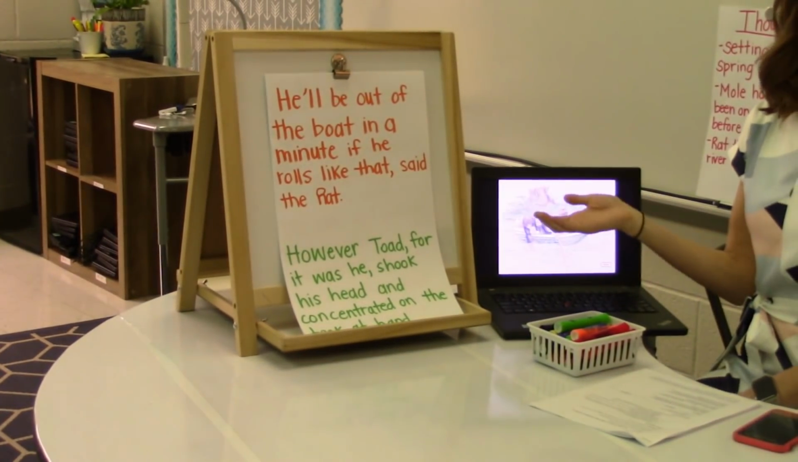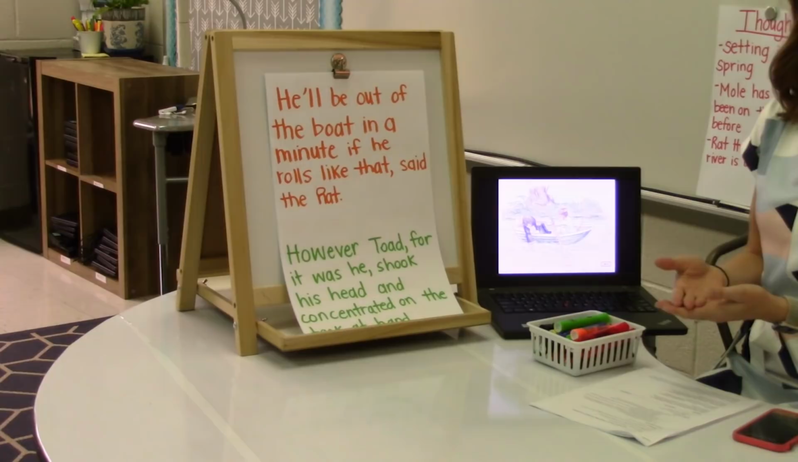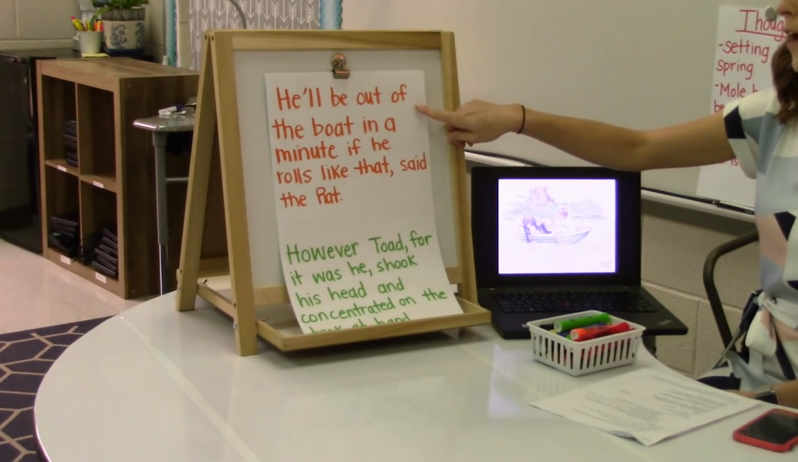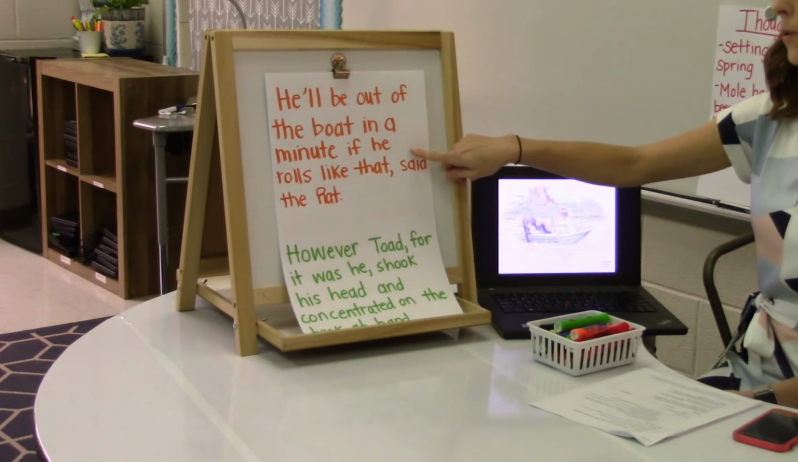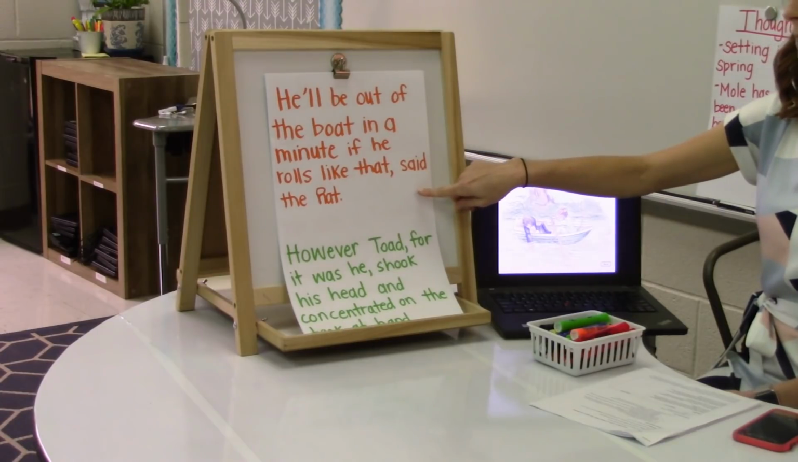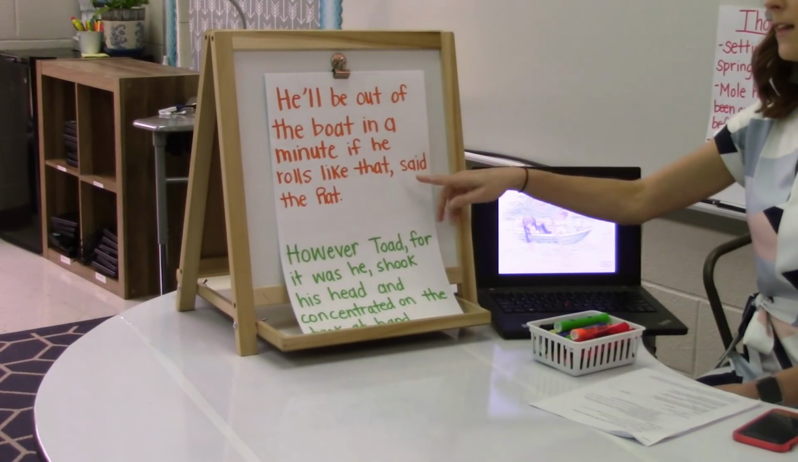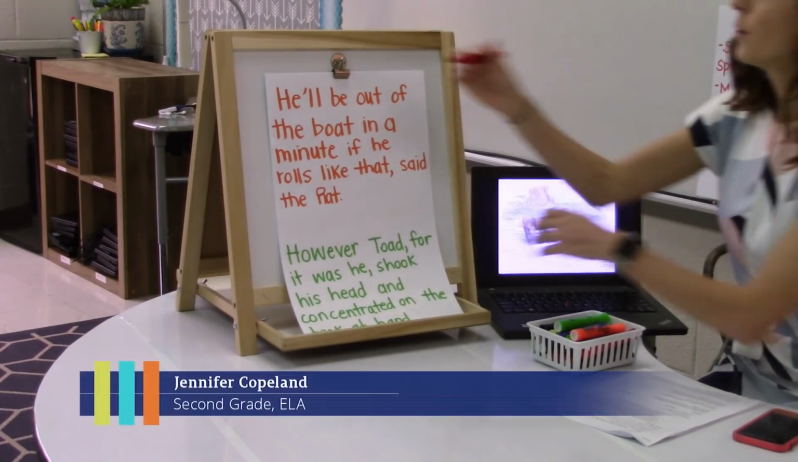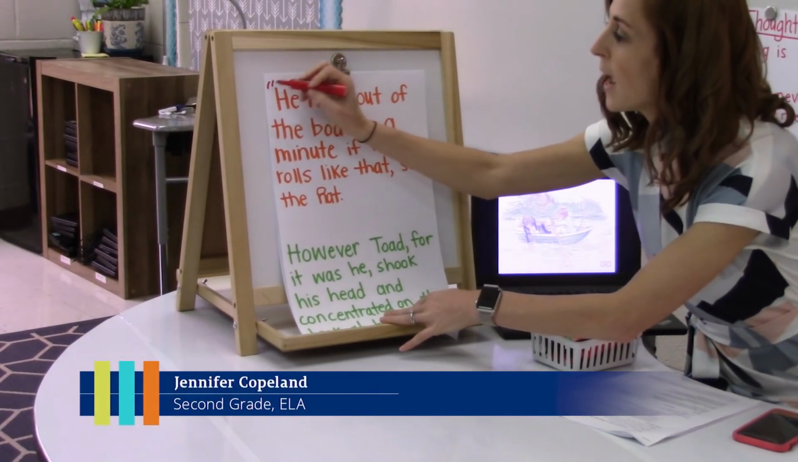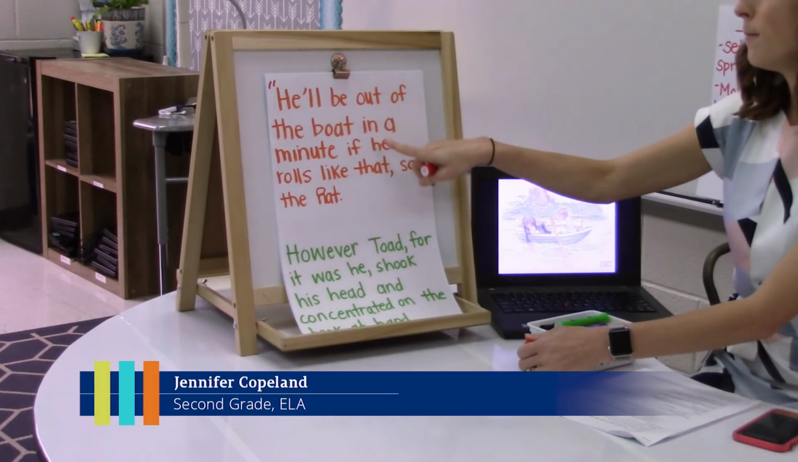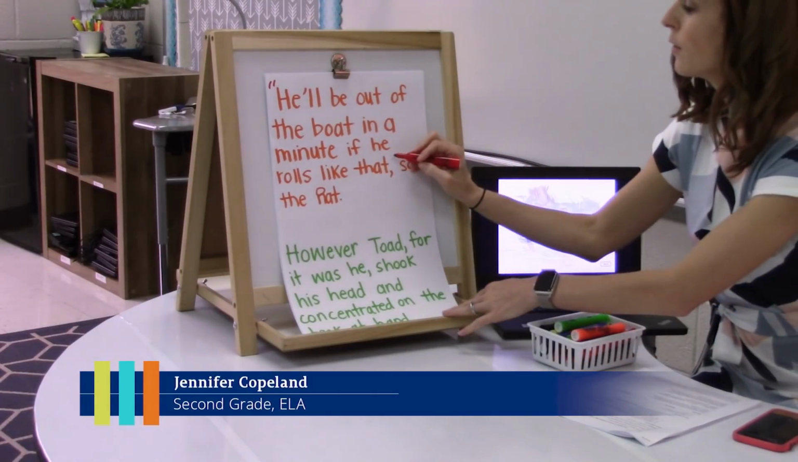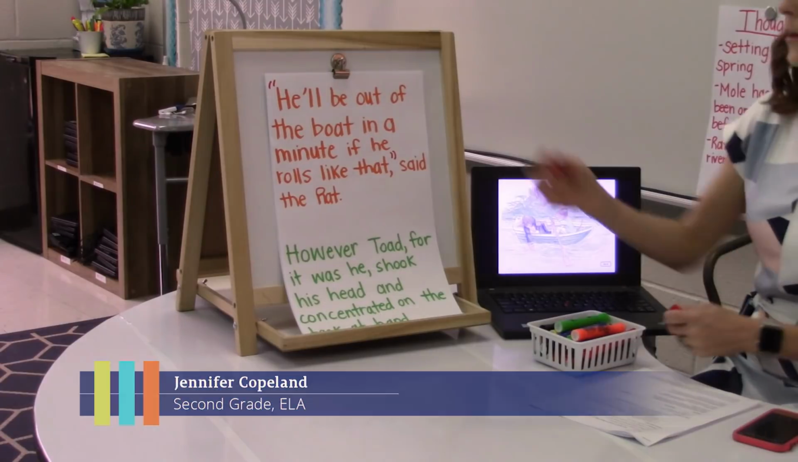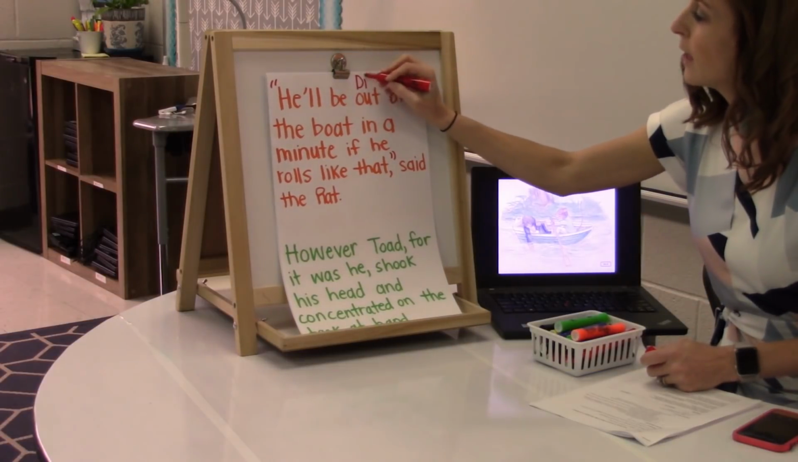So here's a piece of our story that we will read today. Let me read it to you and figure out where we need quotation marks. He'll be out of the boat in a minute if he rolls like that, said the Rat. So here I see that the Rat is saying these words out loud, so I need to add quotation marks around what he's saying. He'll be out of the boat in a minute if he rolls like that. The Rat is saying that out loud. So that is called dialogue.